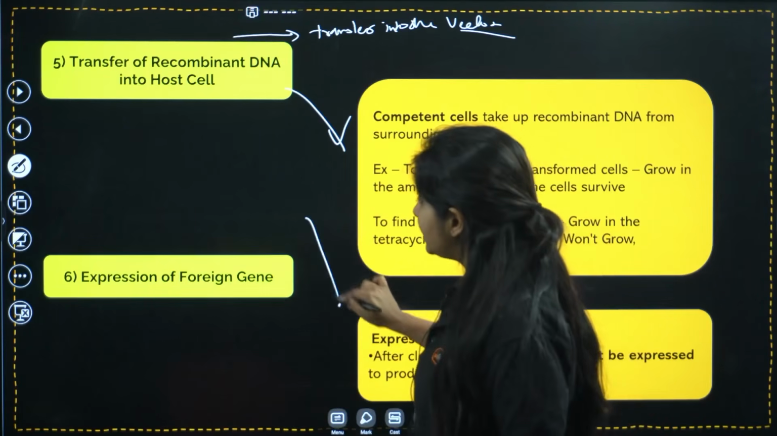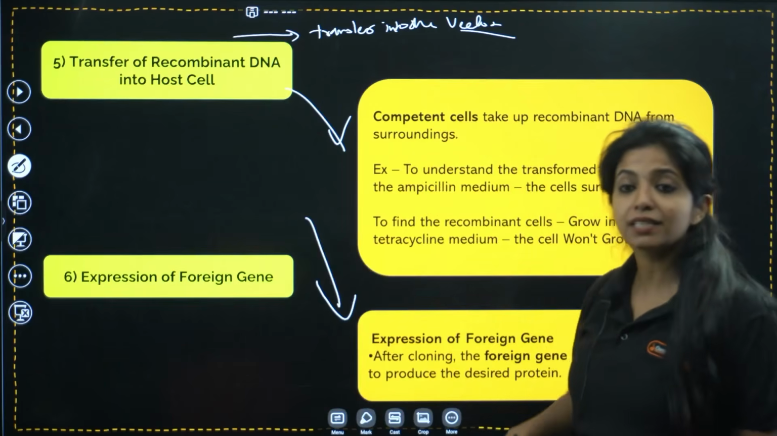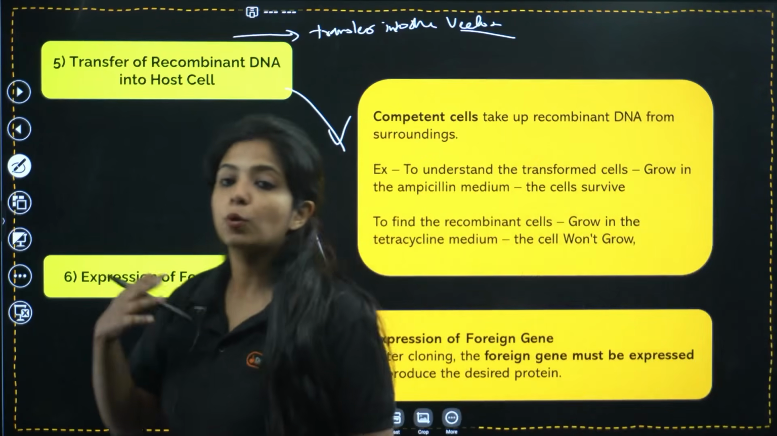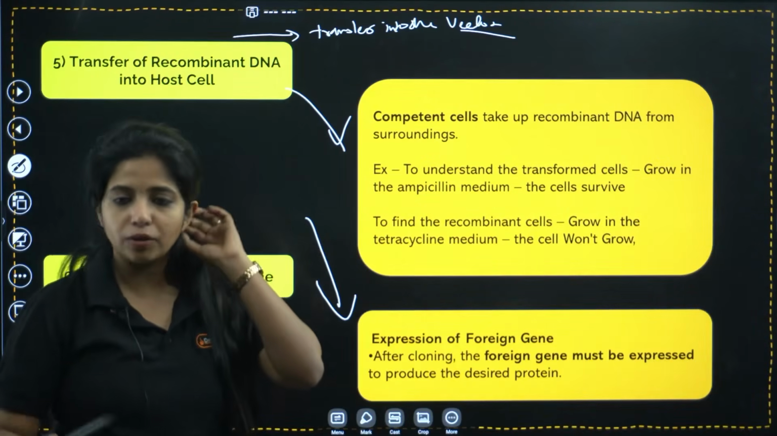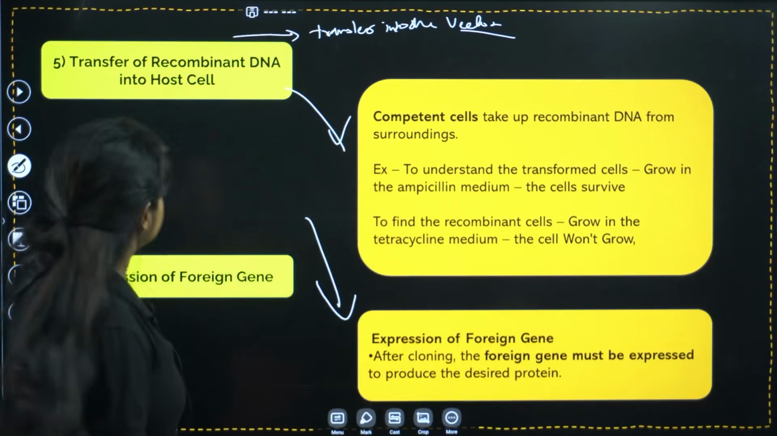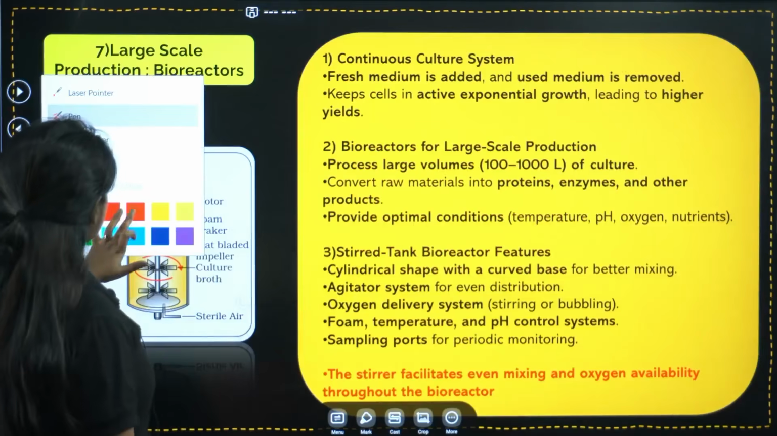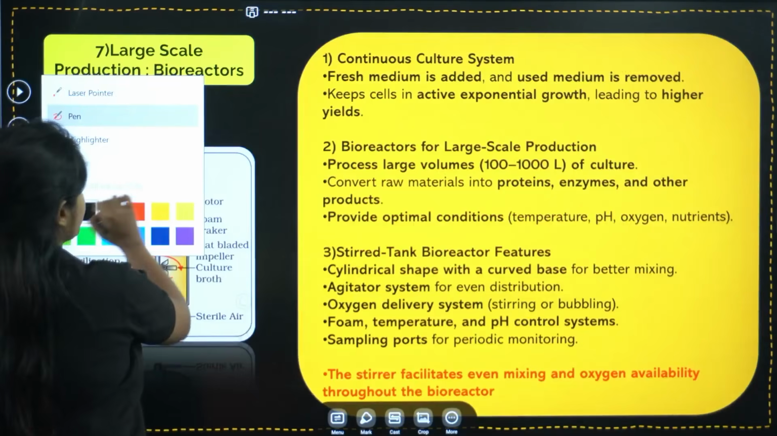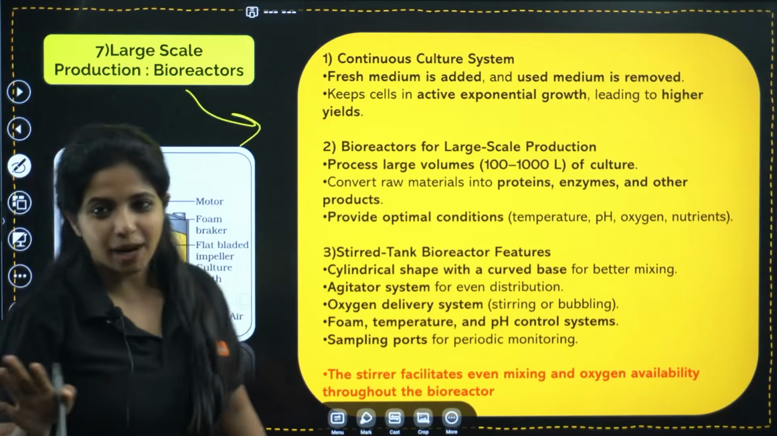Now in the host cell, it is finally going to express, that is, the host cell will make the protein. Express means obviously it will make the protein. So after cloning, the foreign gene must be expressed to produce the desired protein. And my dear children, usually it is done in a very large scale production. Now it ends the chapter, do not be worried.